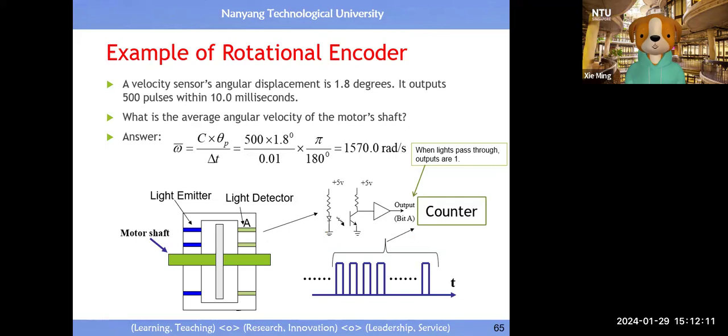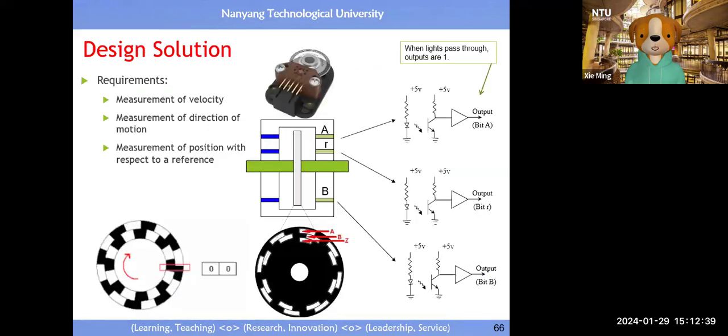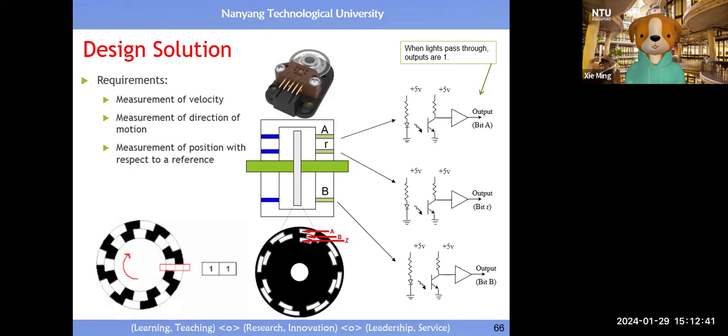Then from this example, you know how to determine, based on counting the number of transitions from low to high, high to low, and we know the pitch angle, we know the time window for doing the measurement. Then immediately we can compute the average angular velocity. So you see, if you go through this example, then you will know. Okay, this is a very, very simple working principle for us to measure angular velocity.